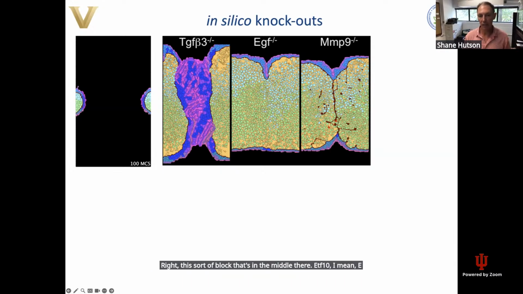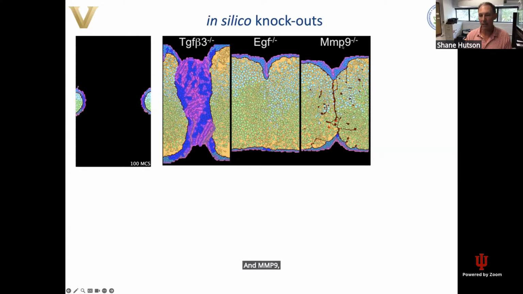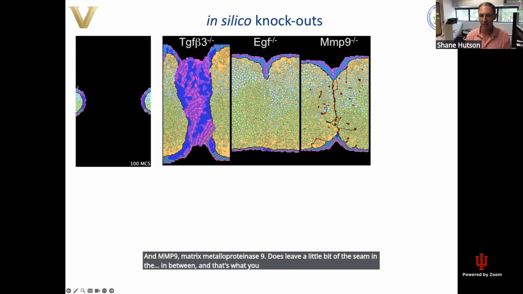EGF mutant doesn't have much of an effect, and surprisingly, it doesn't have much of an effect in a mouse model when you knock it down. And MMP9, matrix metalloproteinase 9, does leave a little bit of the seam in between, and that's what you see when it's knocked down, right? It tends to increase the duration of the seam between the palatal shelves.